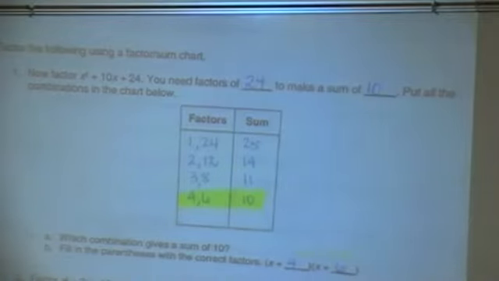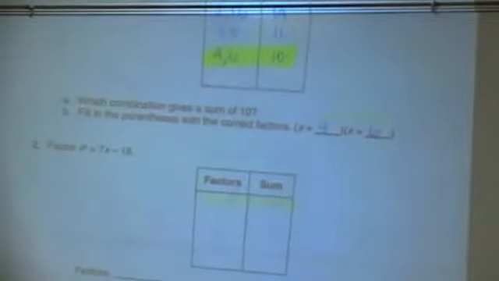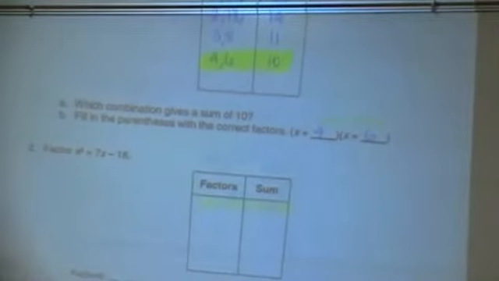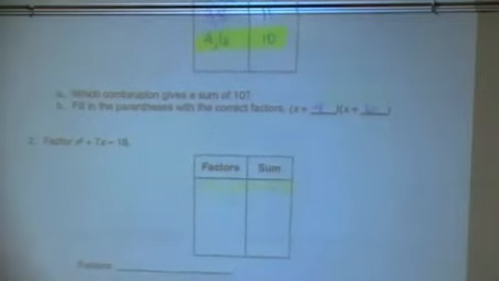Now you're going to get to the point where you're good enough at this that you can do it in your head. And once you can do it in your head, great, do it in your head. But for right now, I want you to use the factor sum charts.